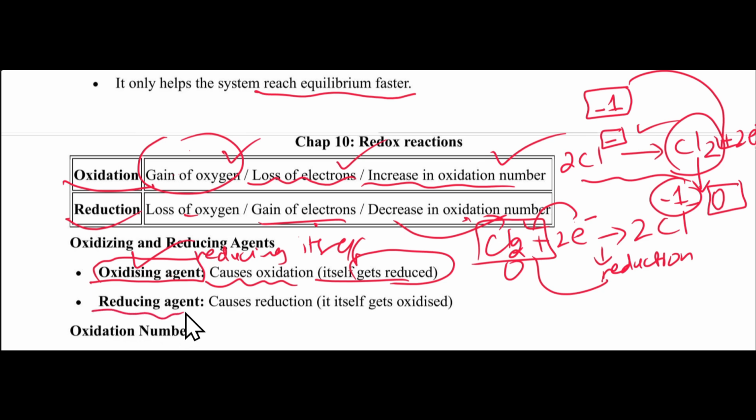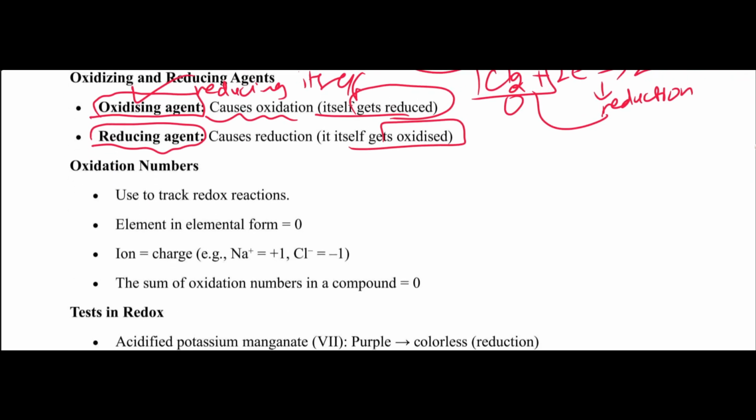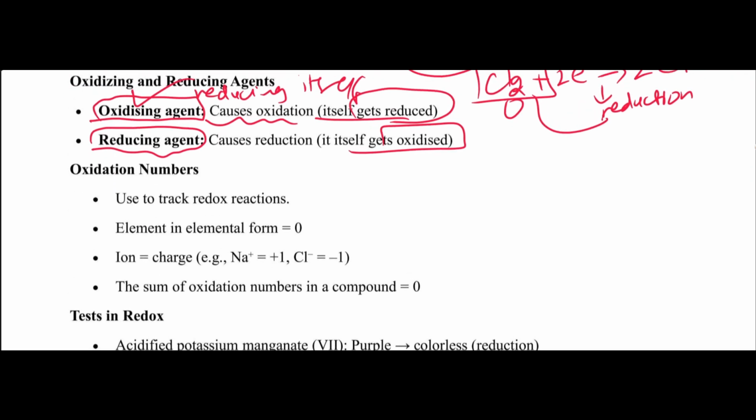And the same is for the reducing agent. A reducing agent means anything that is itself oxidized, but it is reducing another element. Mostly the metals, because they love to oxidize, are usually reducing agents. And non-metals are usually oxidizing agents because they themselves get reduced and they oxidize the other one.